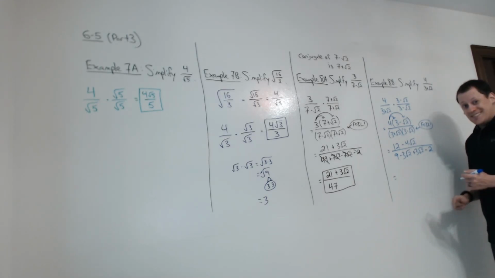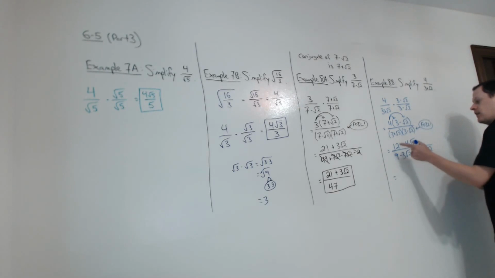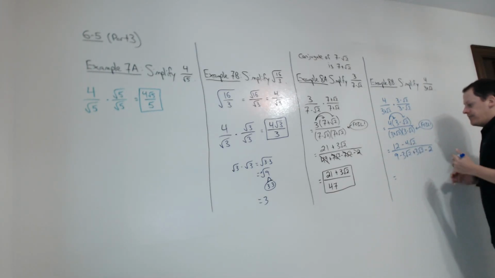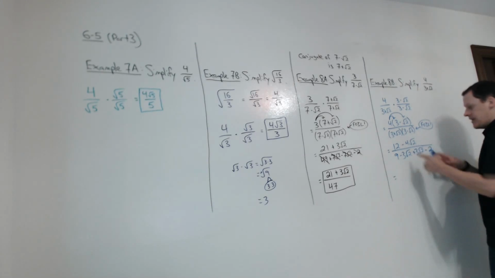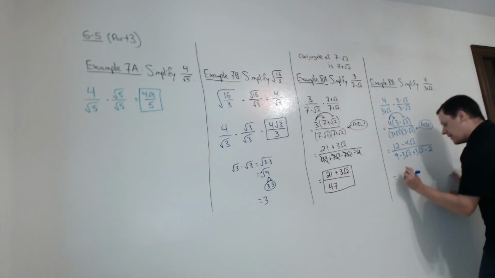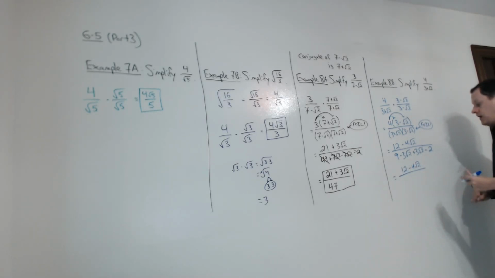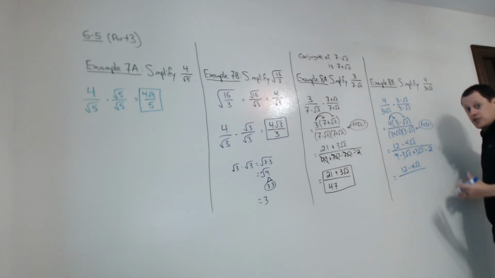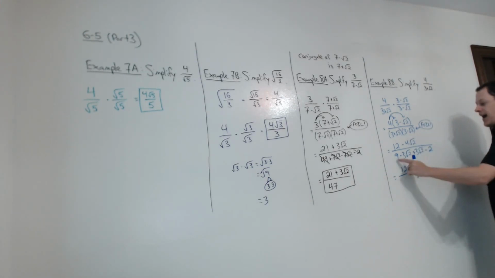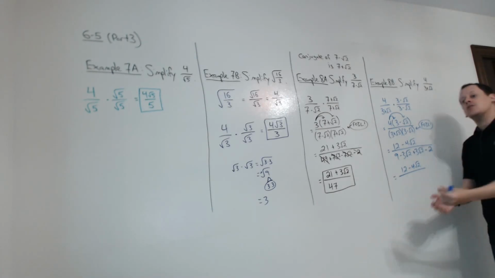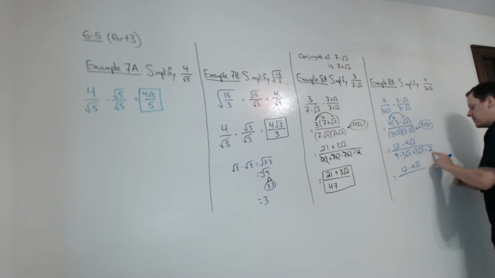We ready? Let's do it. On the top, 12 minus 4 square root of 2. These are not like terms. You can't put these together in any way, so we're just going to copy it the way it is. So 12 minus 4 square root of 2. On the bottom, we combine like terms where we can. I see a 9 and a minus 2 that don't have any roots, so we can combine those. 9 minus 2 is 7.